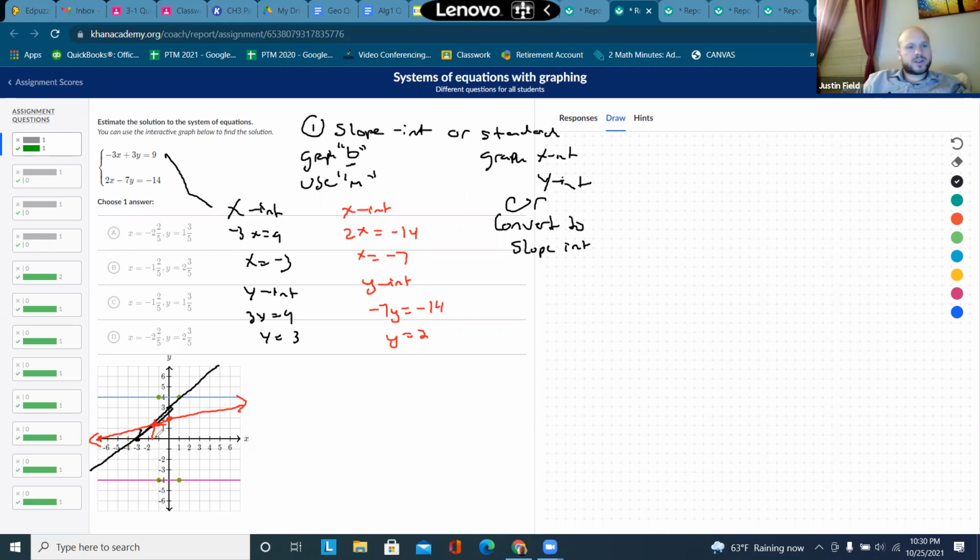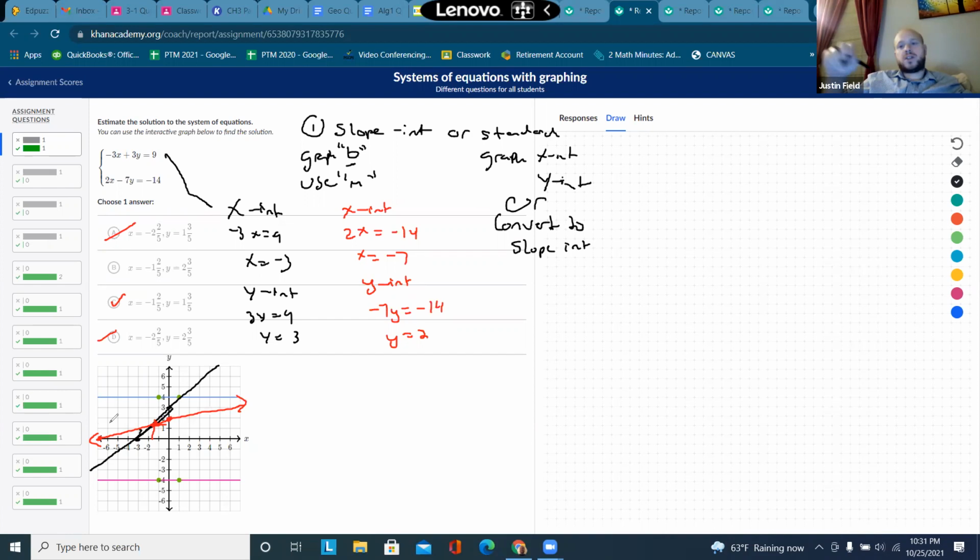And so what choices do I have? The x value is less than -2, but greater than -1. So it's not that. It's not that. It's one of these two. And then the y value where they intersect is greater than 1, but less than 2. So it's got to be this. So this was a harder one because you have to estimate. But hey, I did it.